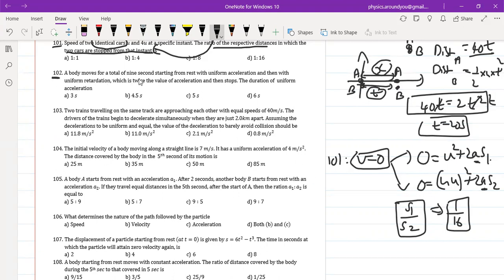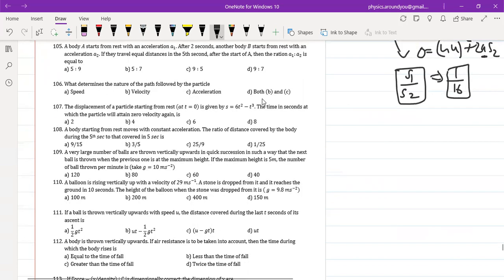A body moves for a total of 9 seconds, starting from rest with uniform acceleration and then with uniform retardation, which is twice the value of acceleration. It stops. What is the duration of the uniform acceleration? The question calls for our attention to the VT graph. How will the situation look in the VT graph?